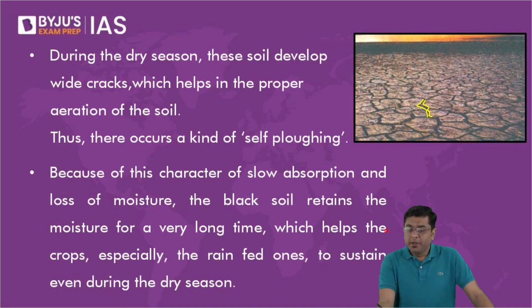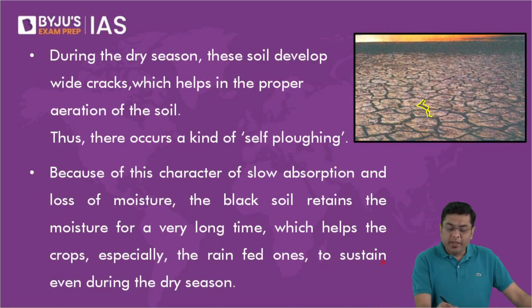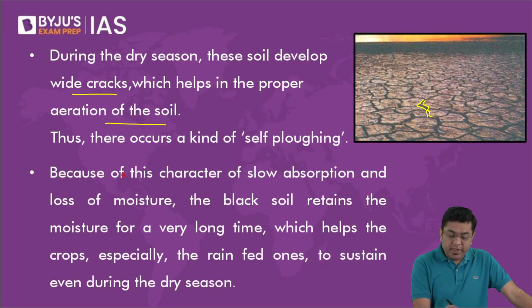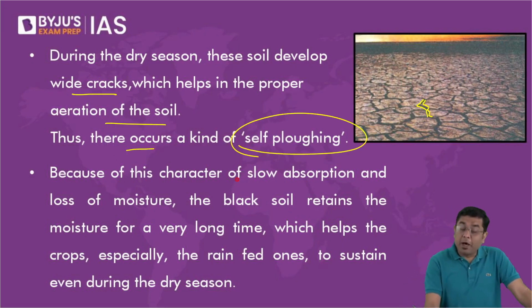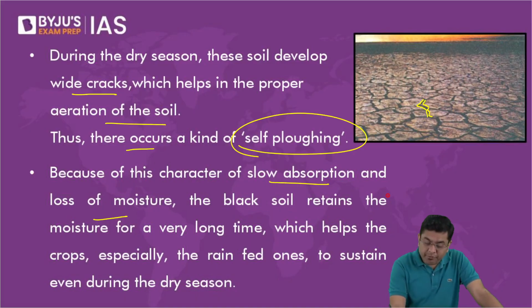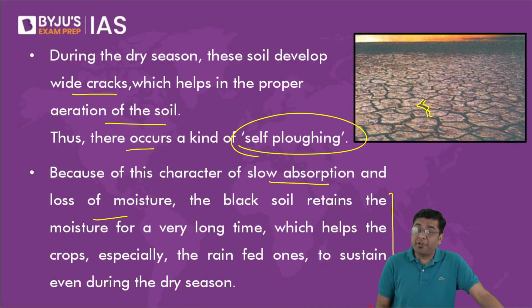Cracks which are available. So during the dry season, these soils develop wide cracks, which helps in the proper aeration of the soil, percolation of air in the lower regions. Thus, there occurs a kind of self-plowing. Okay, now why does that happen? Because of slow absorption and loss of moisture, the soil is able to retain moisture for a very, very long period of time. It helps sustain the crops as well, particularly the cotton crop, which is planted after and during the monsoon season, that can sustain itself without much requirement of irrigation.